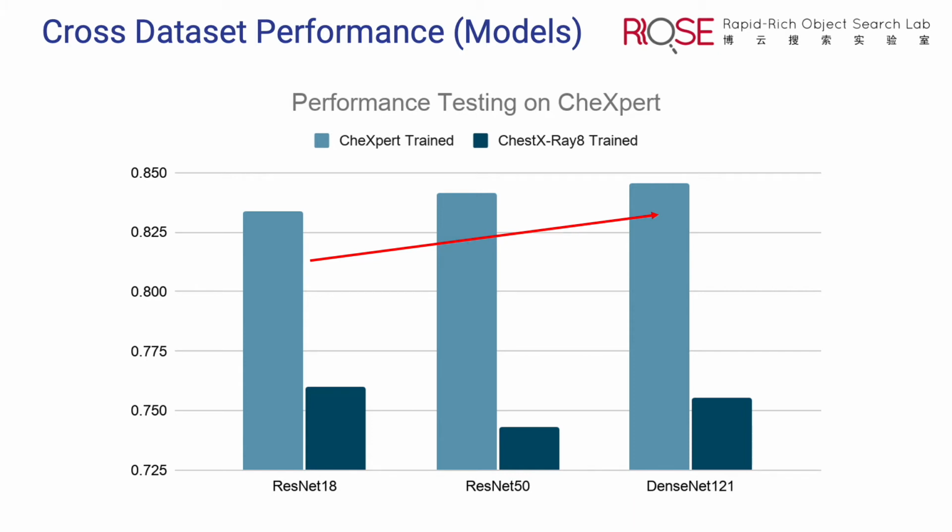The following figure shows one of the results we obtained during the datathon. As the backbone models get more complex, the CheXpert trained models show stable improvement when testing on the same CheXpert dataset. However, the Chest X-ray 8 trained model using DenseNet 121 could not surpass the small ResNet 18 network when evaluated on the CheXpert dataset.